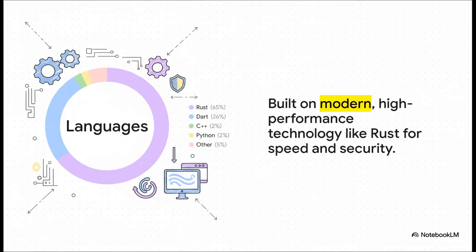And when you look under the hood, you see it's built with some seriously modern, high-performance tech. The bulk of it is written in Rust, which, if you don't know, is famous for two things: being incredibly fast and incredibly secure. Then you've got Dart, which powers the app's interface, making sure it looks good and works smoothly on, well, pretty much any device you can think of.